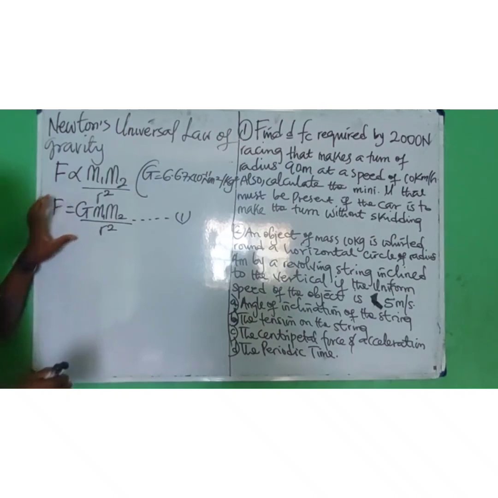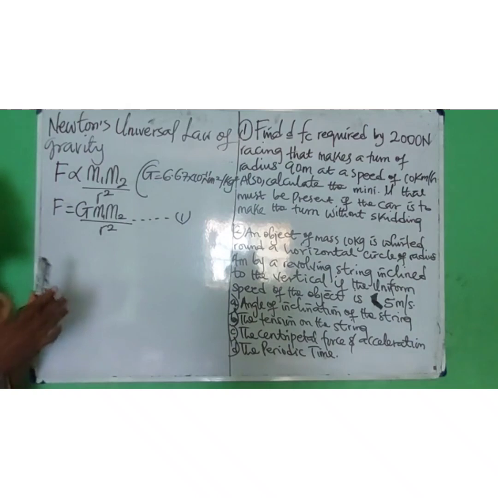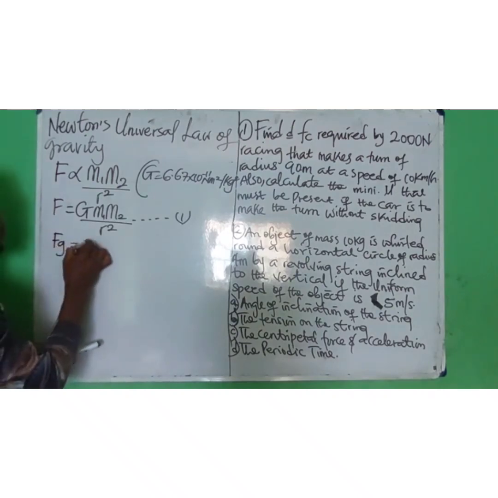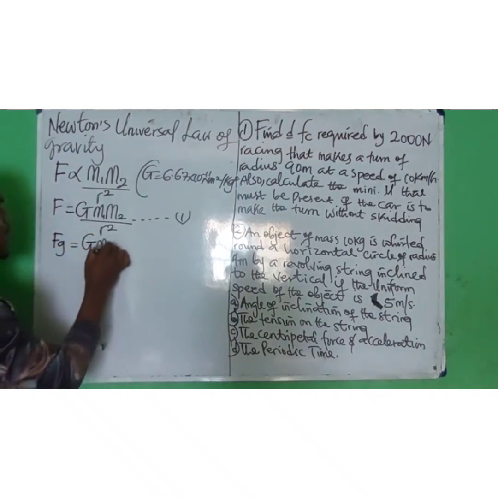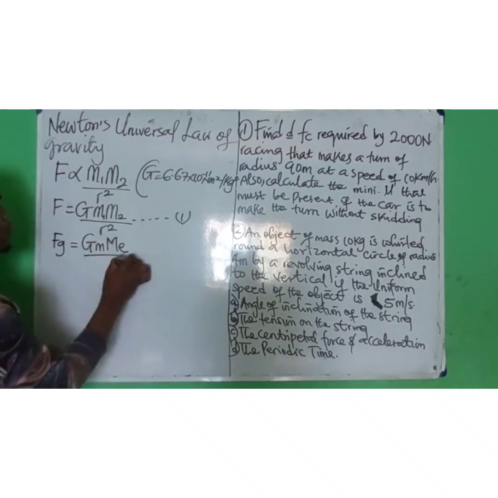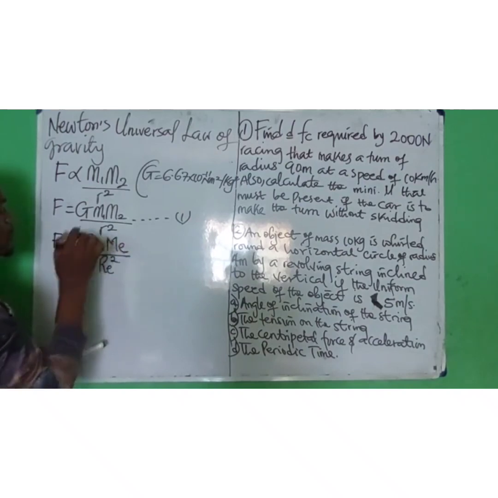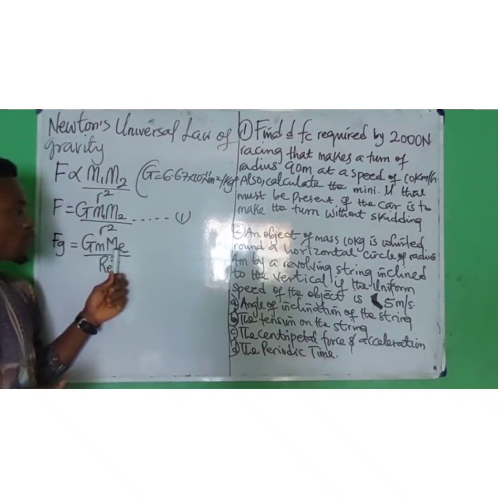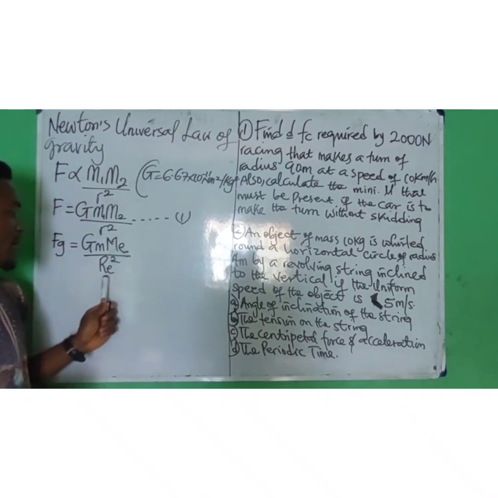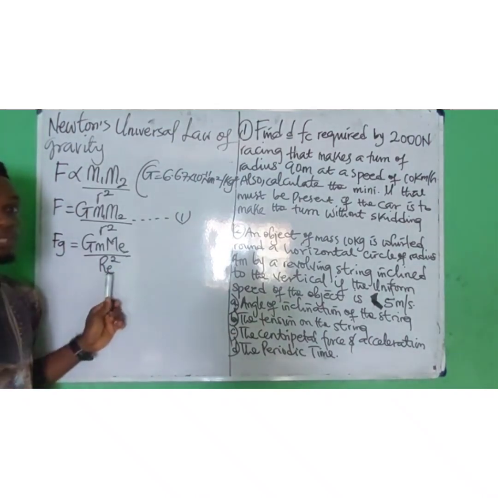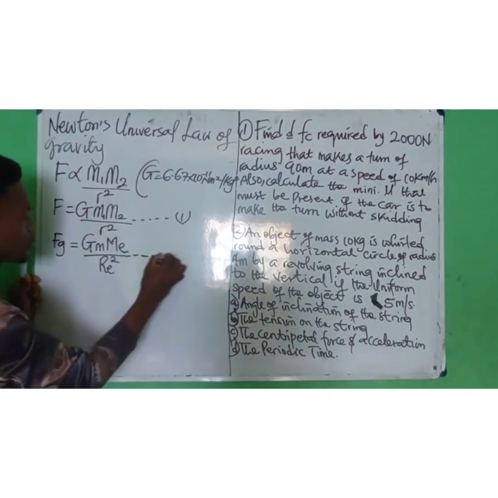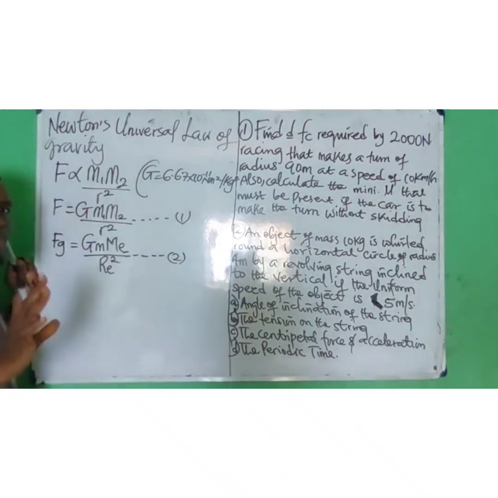Now we've established that already. However, in terms of the mass of the Earth and the radius of the Earth, I'll change this to be Fg equals G m Me over Re squared, where I use small letter m and big letter Me. Me here connotes the mass of the Earth, while Re stands for the radius of the Earth. Take note of that. So this is equation 2. I believe it's clear enough, isn't it?